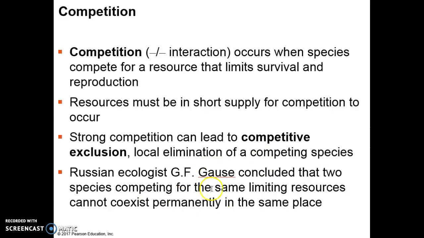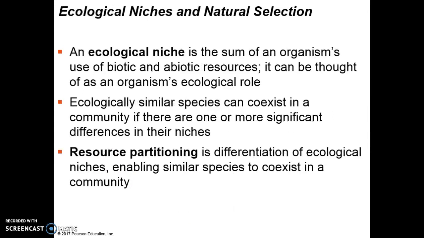Russian ecologist G.F. Gause concluded that two species competing for the same resource cannot coexist permanently in the same place. So that makes sense. Eventually, one of the species is going to win, one of the species is going to lose, and either move on to a new place or they're going to be extirpated, where we see that local extinction. And an idea that rolls into this and helps limit competition sometimes is the idea of an ecological niche.